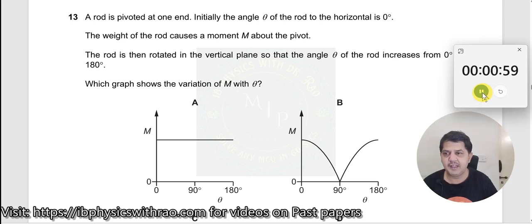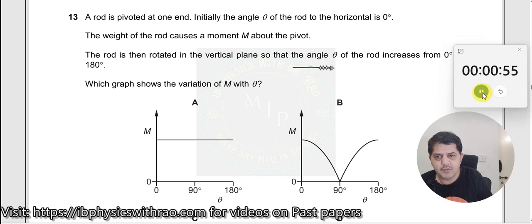Question number 13. A rod is pivoted at one end, fixed at one end. Initially, the angle theta of the rod to the horizontal is 0. So it's horizontal. The weight of the rod causes a moment M about the pivot.